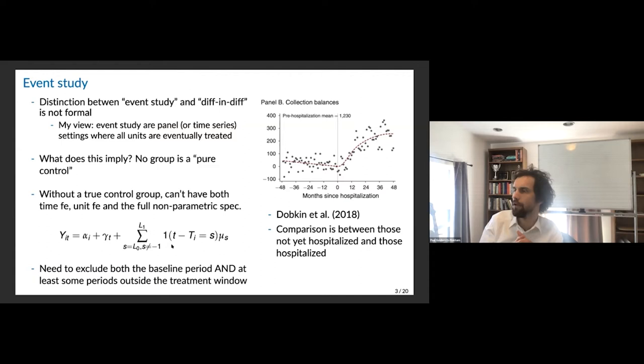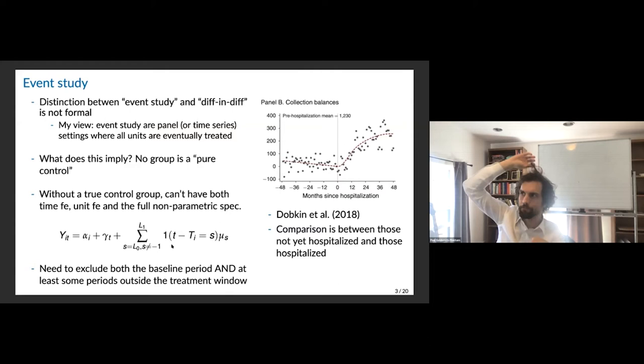So something happens, and they have this data sample where they see when it happens. And what they've done is they've linked this to credit report data. So this is an outcome from credit report data: collection balances. If you know my research, I'm picking things that I know, so this is very near and dear to the sort of stuff I work on.